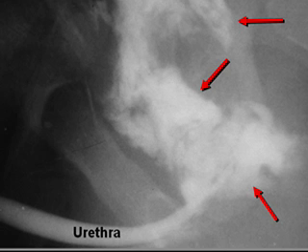You can see the contrast in the urethra and then an amorphous collection of extraluminal contrast indicated by the red arrows that represents contrast which is leaking out of the urethra through a tear.